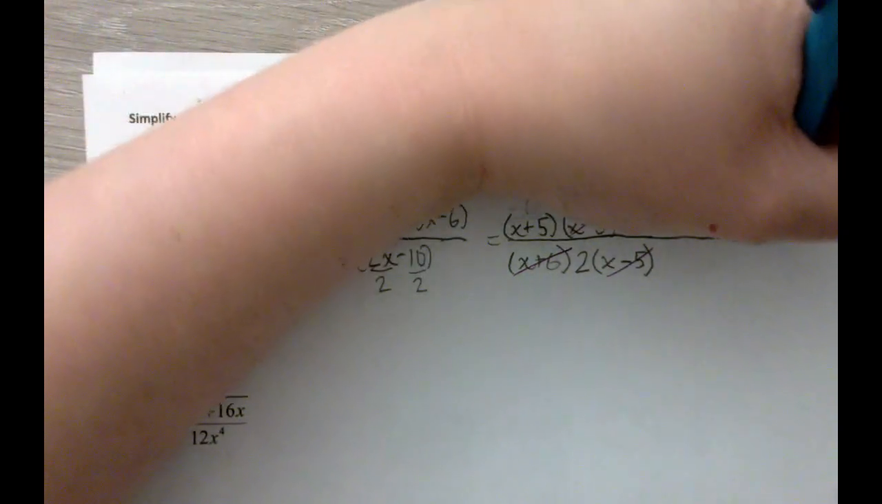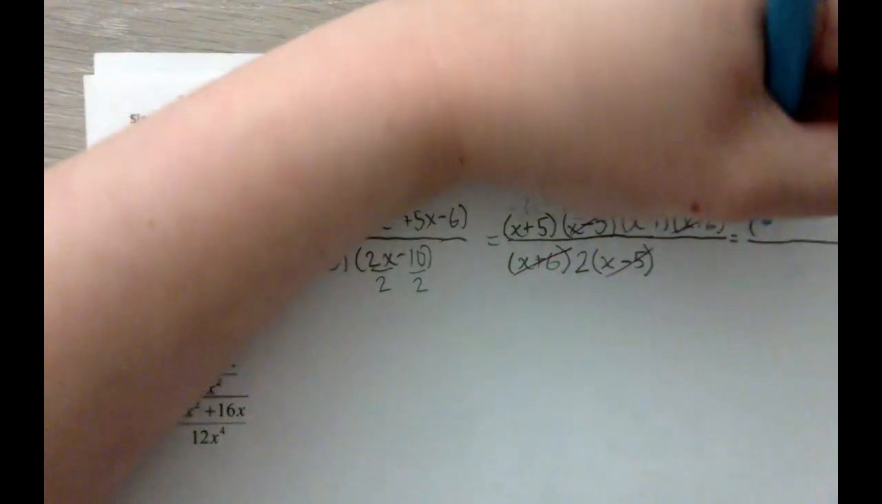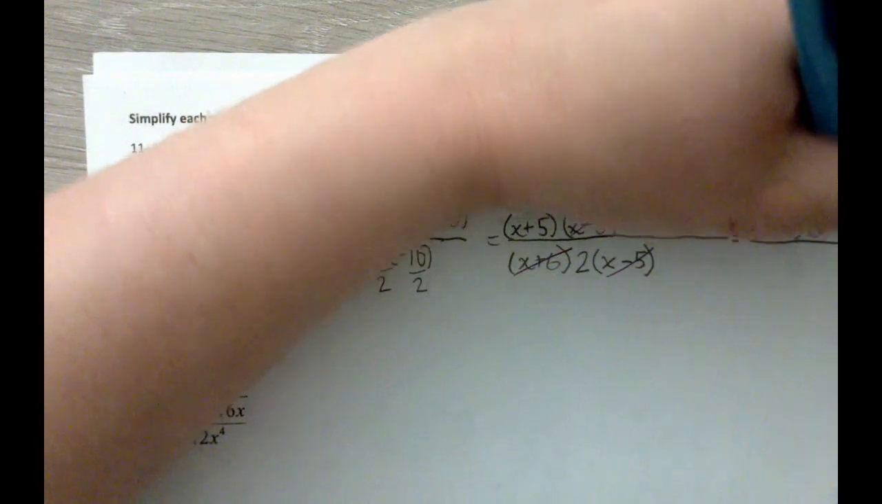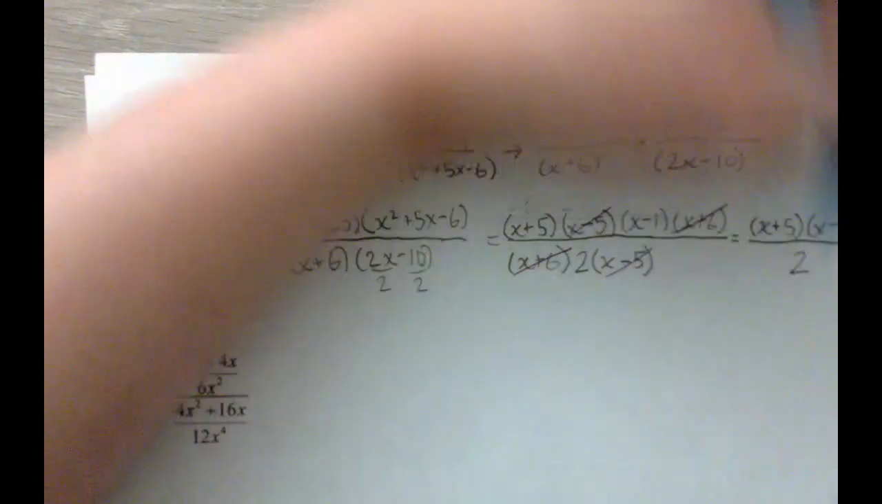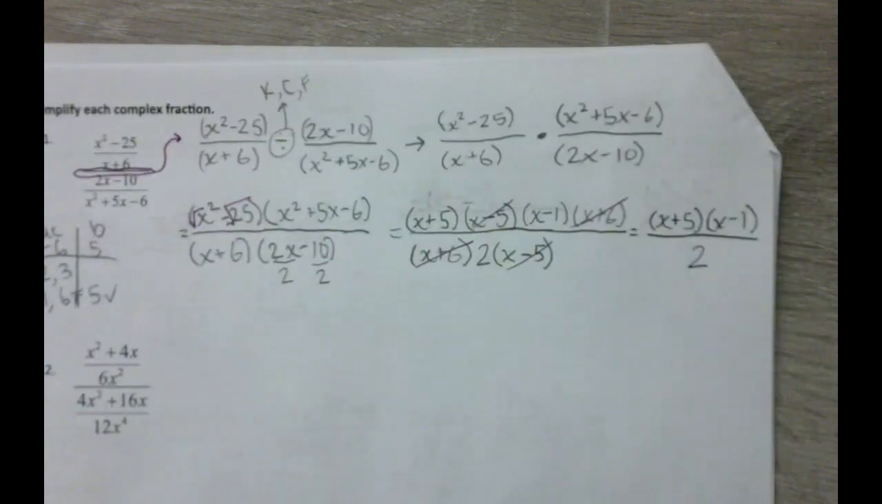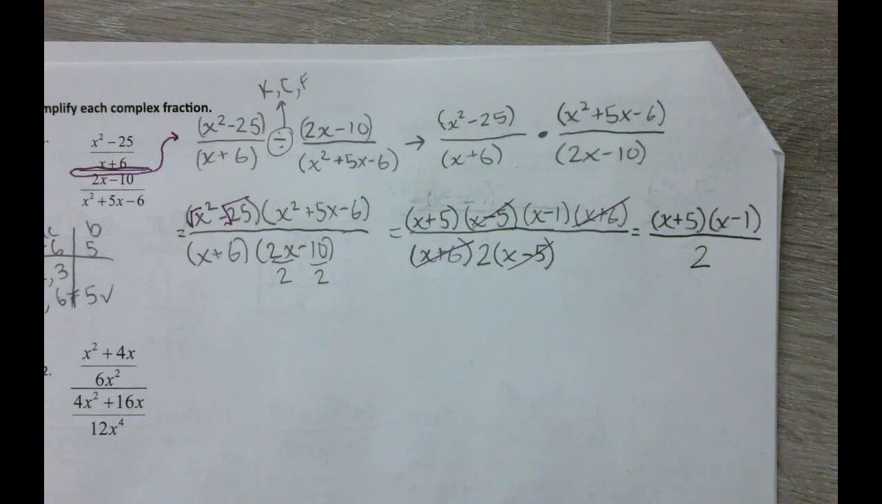So we are left with x plus 5 times x minus 1 over, we just have a 2 on the bottom. Just going to flip this over, make sure I got the right answer. And I do.